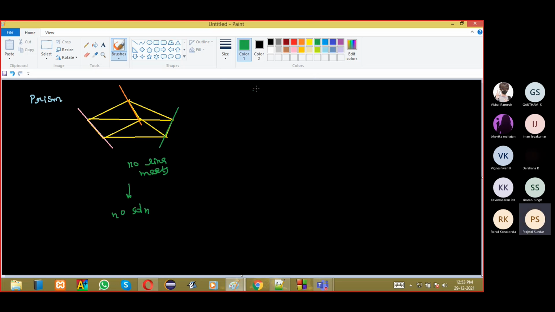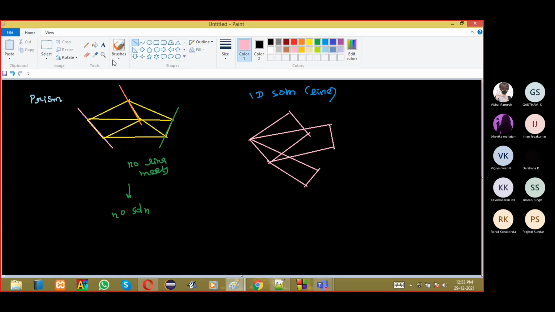If you're having a 1D solution, it's a line solution. Now when will a line solution be? If the planes are like this, you're having one plane like this, the other plane like this, and another plane like this. This is a common line of intersection. Best example is a notebook.